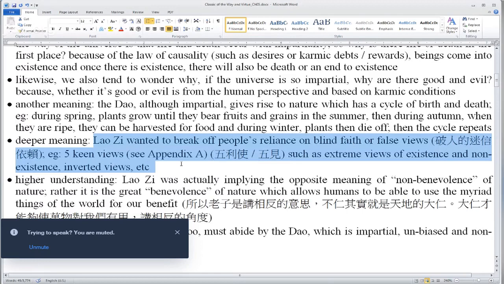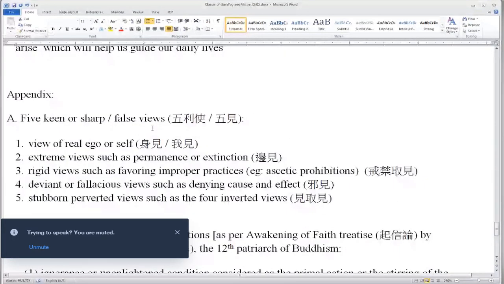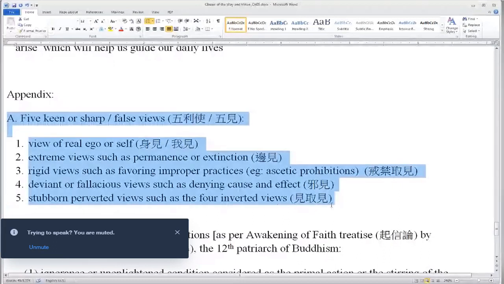So anyway, you can see this in Appendix 5 at the end. It's called the Five King Views. Extreme views of existence and non-existence are part of the Five King Views. Here are the Five King Views, so you guys can look this up. There's the view of yourself or ego, that we can talk about later. There's a reference to it in the later part of the chapter.